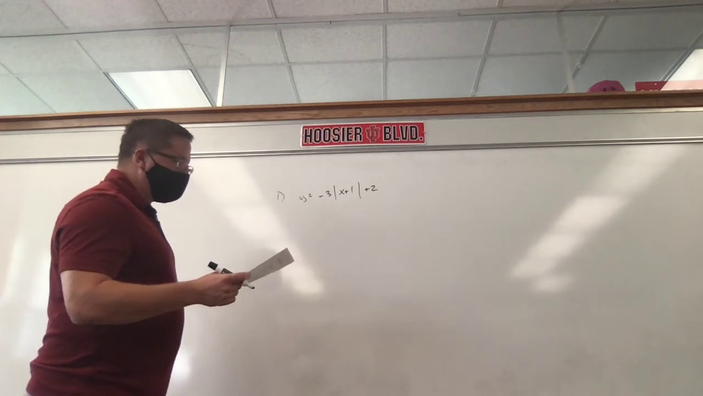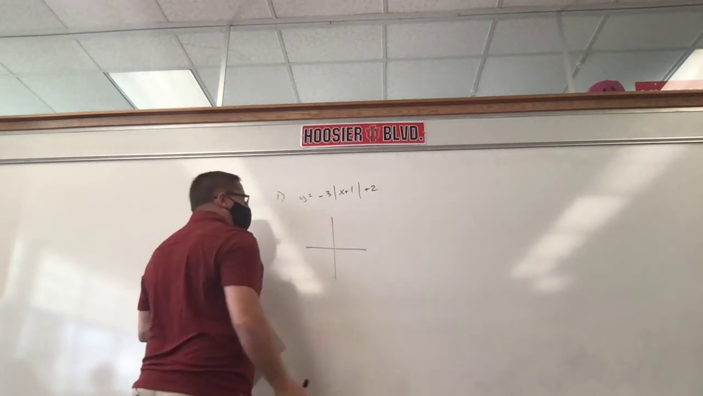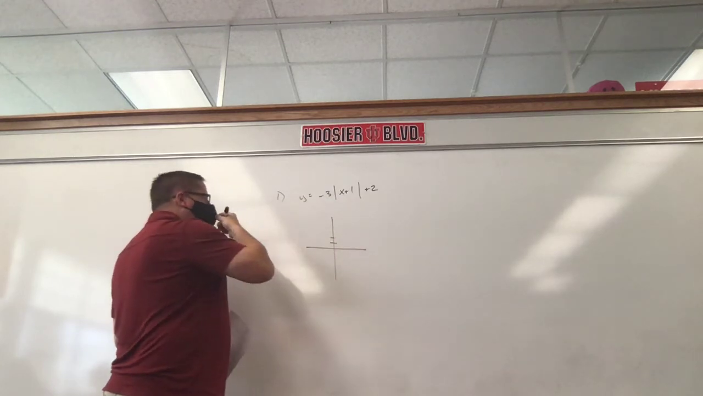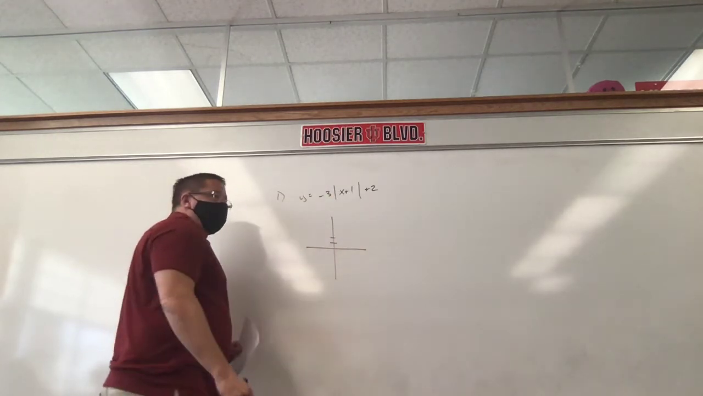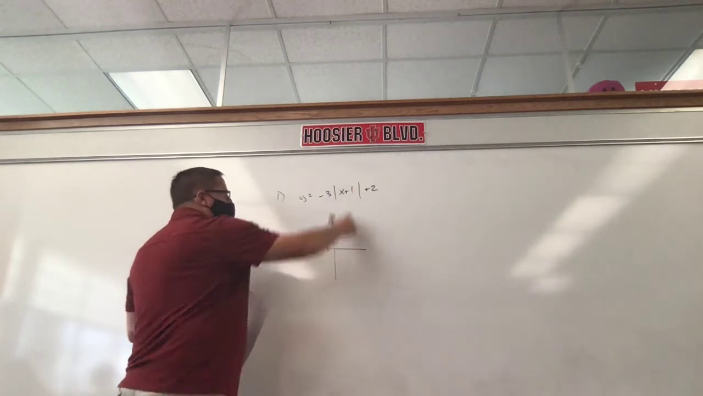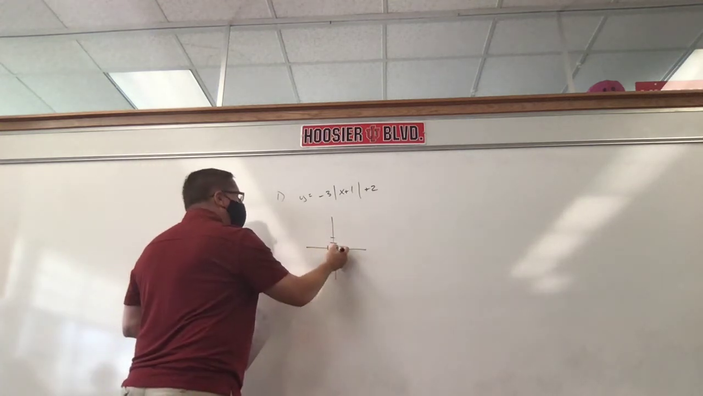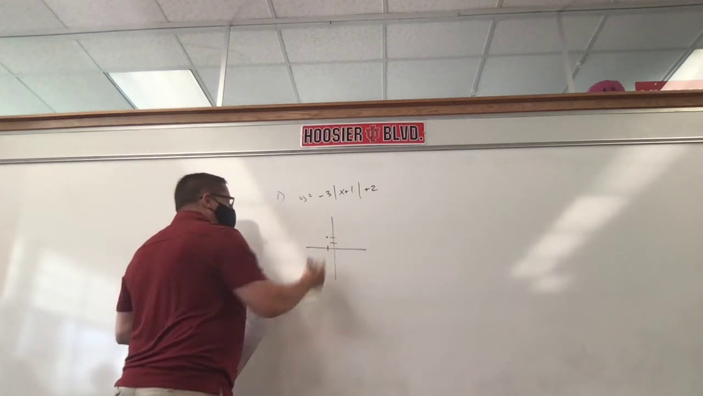If we have to graph a V-shaped graph, the first thing we need to understand is that this plus 2 moves it up 2 spots. This plus 1 moves it 1 spot to the left. Remember, up and down is what you think, left and right is the opposite of what you think. Then we put a dot at -1, 2.